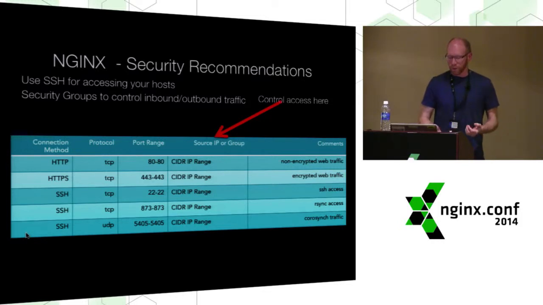What you're going to want to do is lock those down, especially the bottom three around the SSH parts, to maybe your corporate network, or even go deeper on some of the stuff for rsync and corosync to maybe only the other instances that actually need to use those. Or if you're not going to be using them, just delete them. But keep that in mind when you first launch the instance.